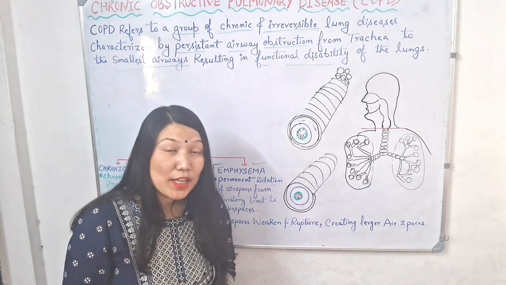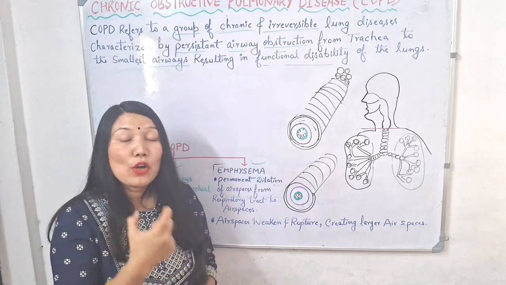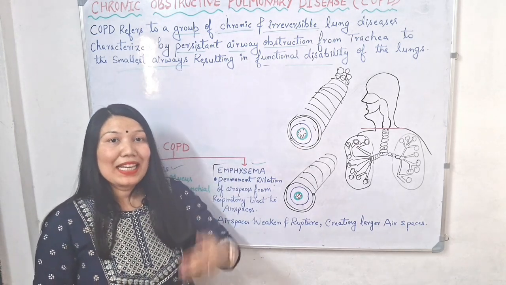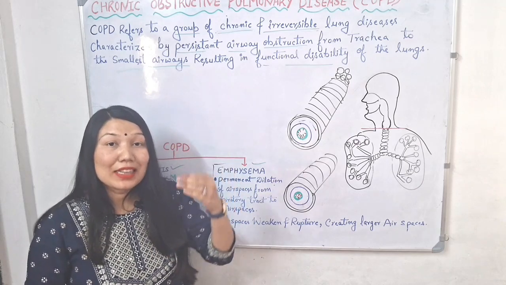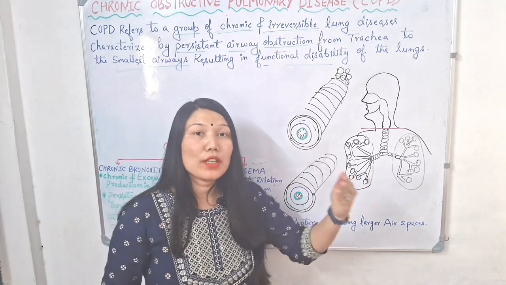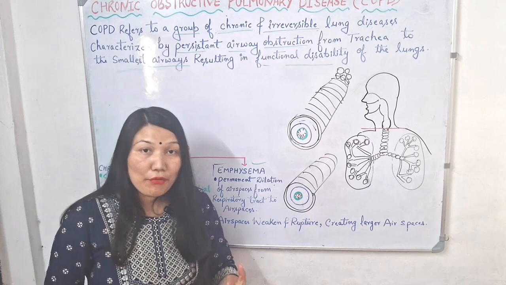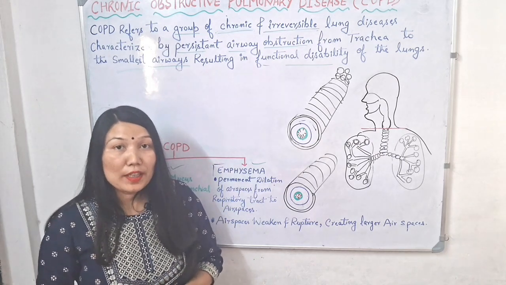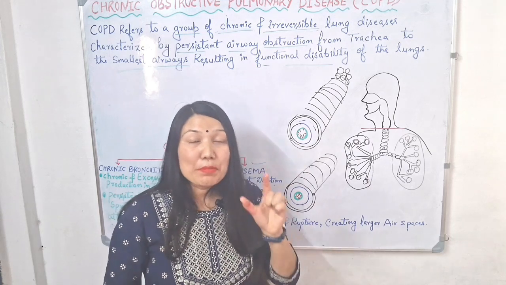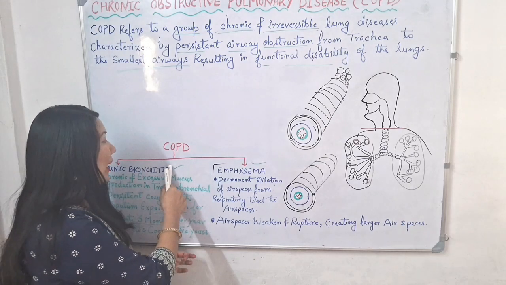That thick sputum, which is called phlegm, remains in the patient for more than 3 months in a year, and this happens for at least 2 consecutive years. So if the patient is complaining of a cough with thick sputum for more than 3 months in a year and for at least 2 consecutive years, it means that person is categorized under chronic bronchitis.